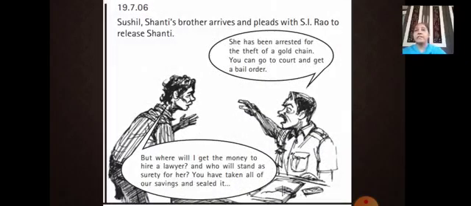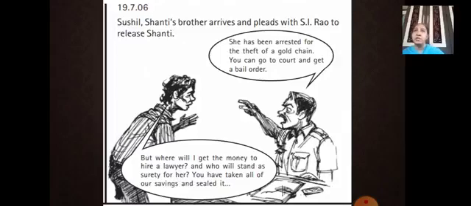Now, the next, that is on 19th of July in the year 2006, what happened? Sushil, Shanti's brother, arrives and pleads with Sub-Inspector Mr. Rao to release Shanti. Then what did he say? She has been arrested for the theft of a gold chain. You can go to the court and get a bail order.